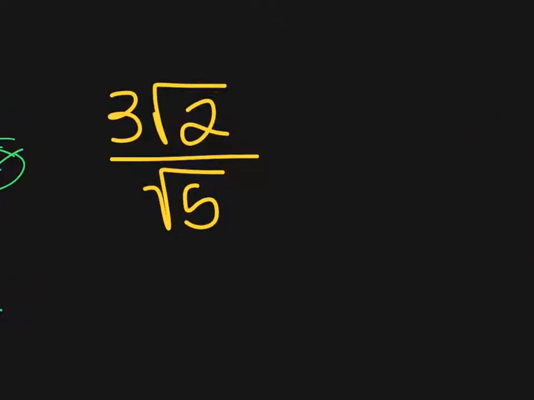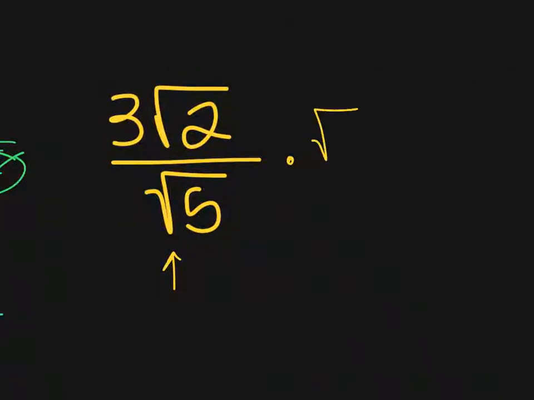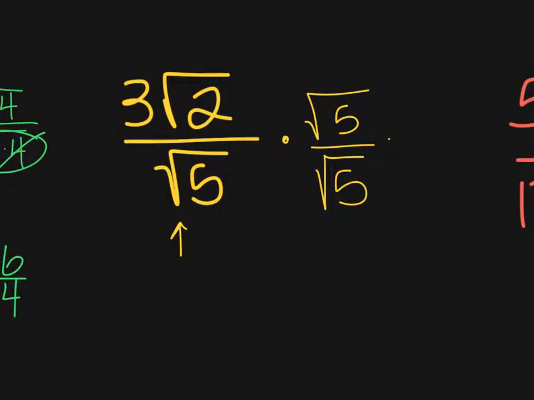Alright, so next one's a little bit more complicated. Again, I can't have this radical in the denominator, so I'm going to multiply by the fancy 1, which is going to be square root of 5 over square root of 5. So then again, outsides with outsides, insides with insides. I'm going to have 3 on my outside. I'm going to have 2 times 5 on my inside. Then I'm going to have 5 and 5 on my inside on the bottom.